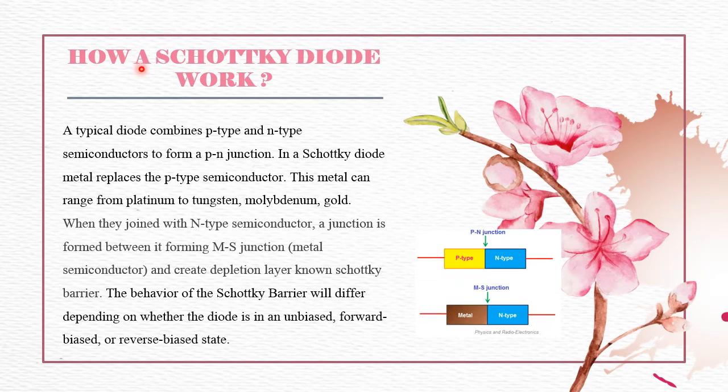How does a Schottky diode really work? A typical diode combines p-type and n-type semiconductors to form a p-n junction. In a Schottky diode, metal replaces the p-type semiconductor. This metal can range from platinum to tungsten, molybdenum, gold, etc. When they join with n-type semiconductor, a junction is formed, the metal semiconductor junction, or known as MS junction. It creates a depletion layer known as Schottky barrier. The behavior of the Schottky barrier will differ depending on whether diode is unbiased, forward biased, or reverse biased state.